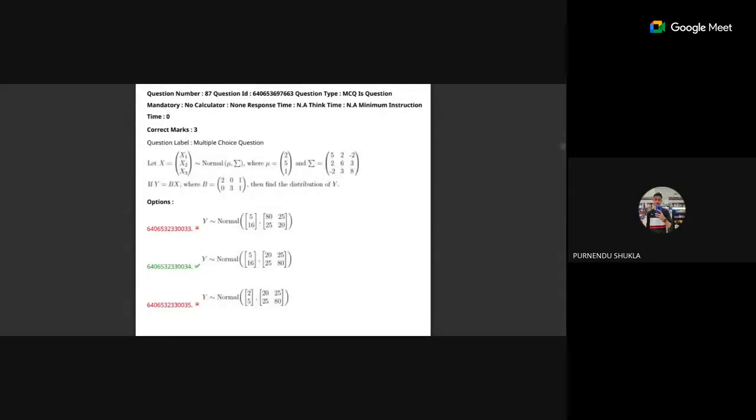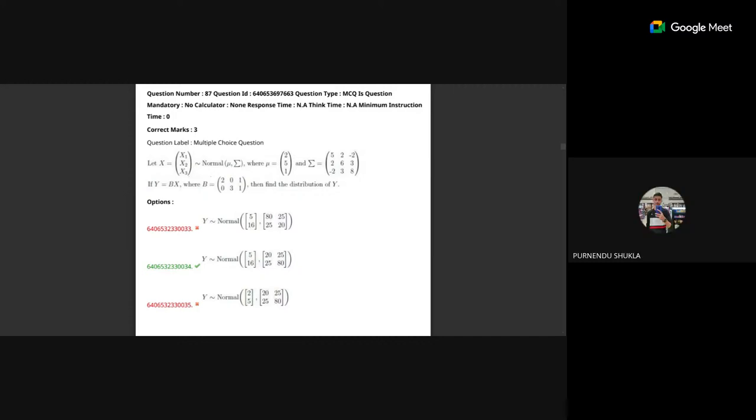I was not able to do this. Okay, so x is given. x is actually a vector, right? x1, x2, x3, and it is normally distributed with mu, sigma, where mu is this and sigma is that matrix. If y equals Bx, where B is this, then find the distribution of y. We have seen the property, right? We have to use the same property. So can you tell me the values? You can solve this.